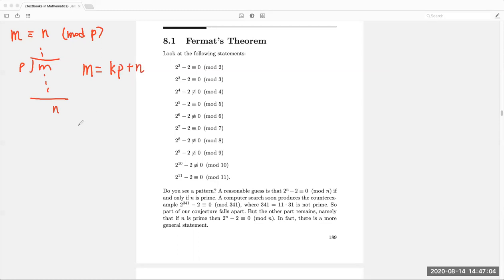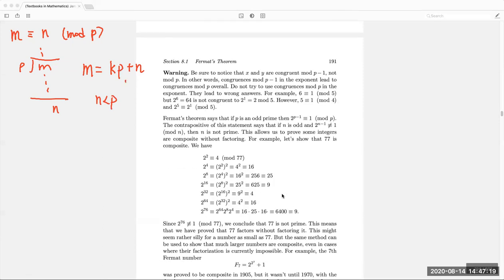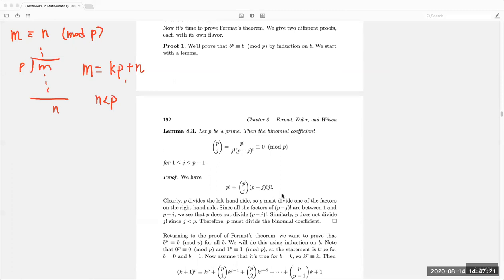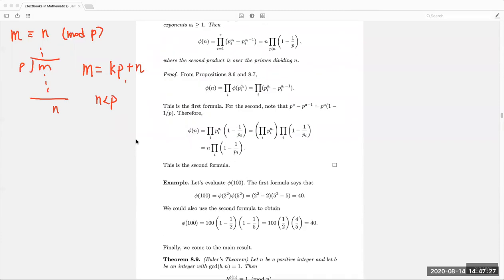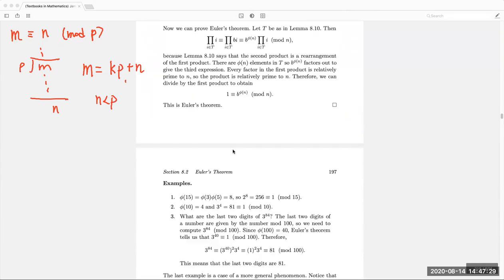Can N be bigger than P? No, because it's about the remainder. That means N should be smaller than P. And it's better for N to be positive, it's just better. Sometimes they write it as -1 for some fields, but not here.